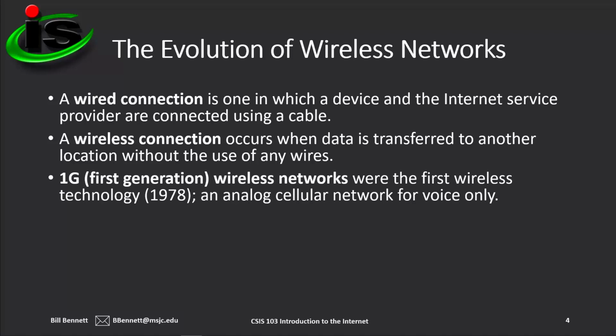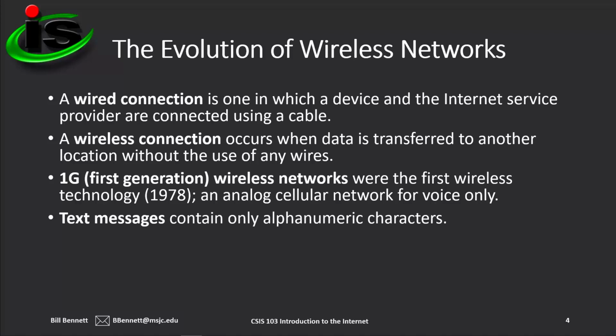As shown in the wireless device timeline on the previous slide, the first wireless technology was used in 1978 when a voice-only network was started in Chicago and operated on an analog cellular network capable of sending data, but very slowly by today's standards. These analog cellular networks and the cell phones connected to them were called first generation or 1G wireless networks. First generation cell phones were some of the first wireless devices to transfer a person's voice over a telephone network.